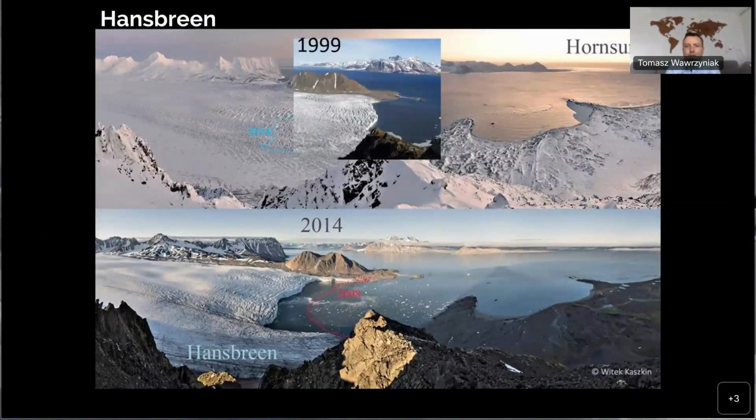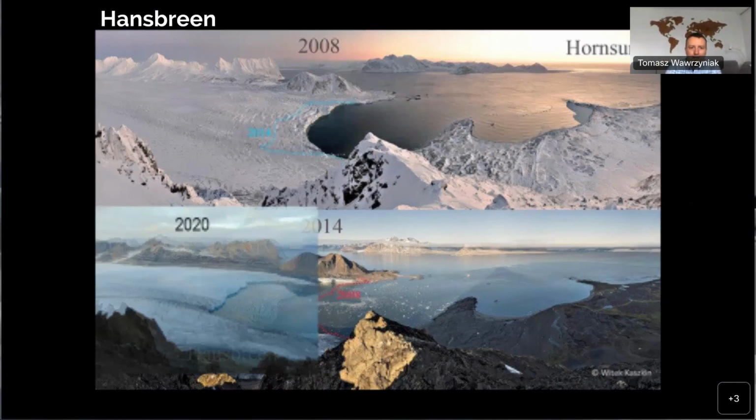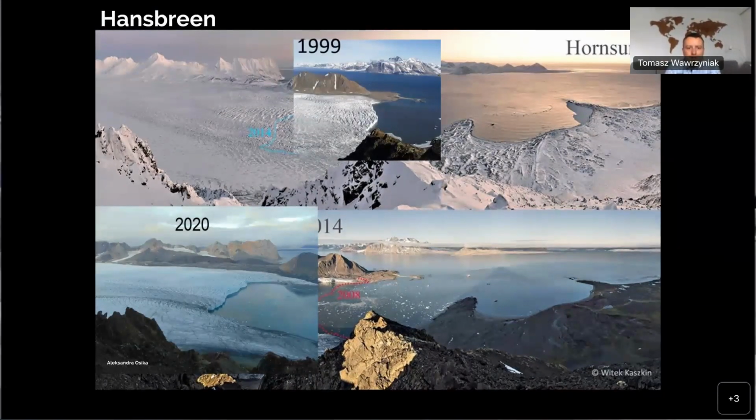If you go to the field with some old images, you can also see that. And actually, that's the best way to have this visual observation. In the upper part, I show you the picture that was taken in 1999, then 2008. Below, it's 2014 and 2020. So you can see how the glacier retreated in this period of 20 years. But if you haven't been in the area, you may not know the scale of this.